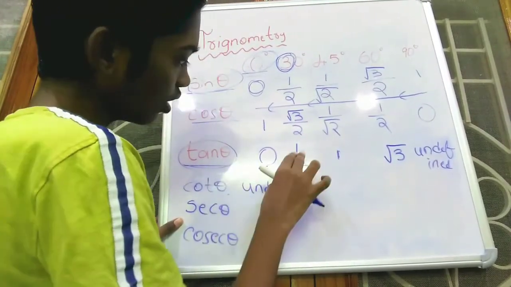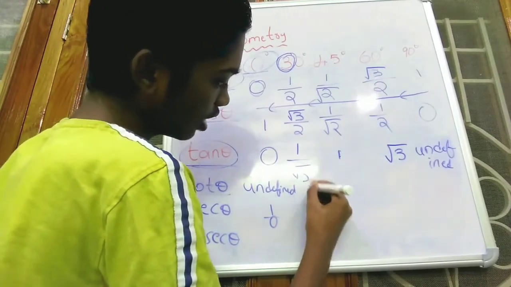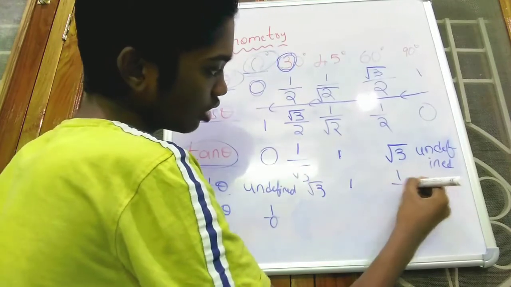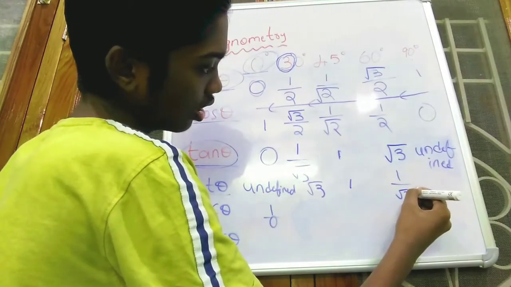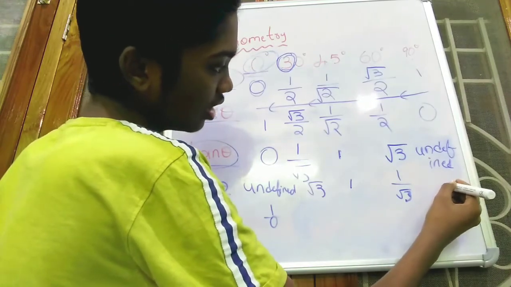And coming to here, 1 by root 3, we have to reverse that, then we will get root 3. Here 1 by 1 will be equal to 1. Here 1 by root 3, here we will get. And here we will get 0.